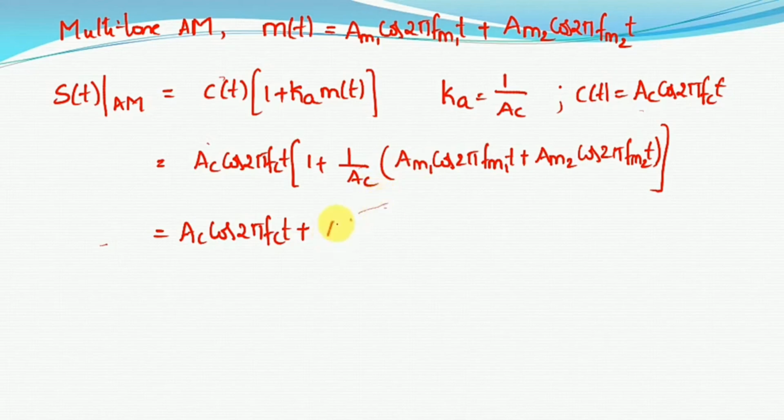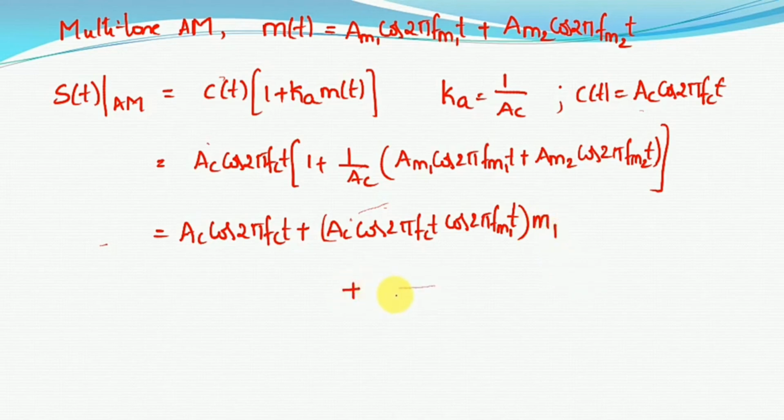So I can write it as Ac cos 2 pi fc t cos 2 pi fm1 t, with Am1 by Ac written as the first modulation index m1, plus the second modulation index, which is the ratio of Am2 by Ac. Then it is Ac into m2 into cos 2 pi fc t cos 2 pi fm2 t. Now use the trigonometry formula cos A cos B, which we can write as [cos(A plus B) plus cos(A minus B)] by 2.